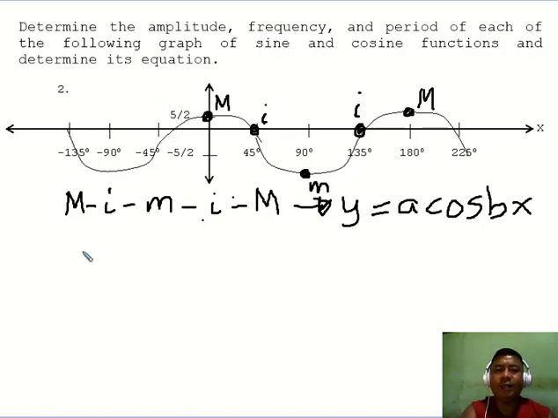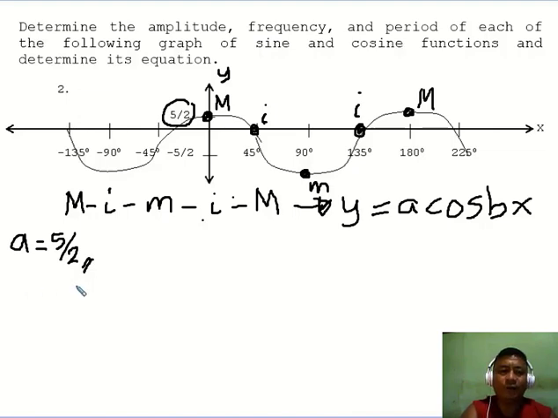So let's determine the amplitude. The amplitude A is simply the ordinate on the y-axis. So this is actually our y-axis. As you can see, we have here 5/2. A is simply equal to 5/2. The amplitude is 5/2. Then we have to determine the frequency.